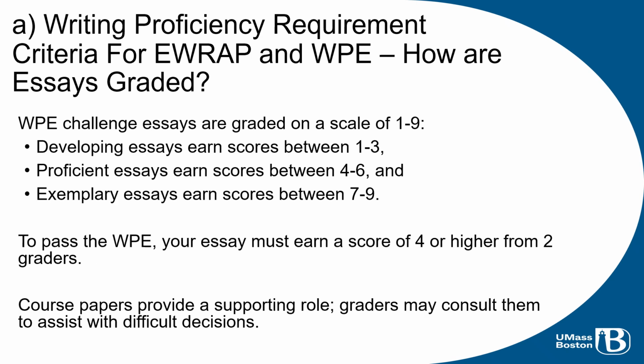For more context on how the WPE essays are graded, the challenge essays are graded on a scale of 1 to 9. Developing essays earn scores between 1 and 3. Proficient essays earn scores between 4 and 6. And exemplary essays earn scores between 7 and 9. To pass the WPE, your essay must earn a score of 4 or higher from 2 different graders.